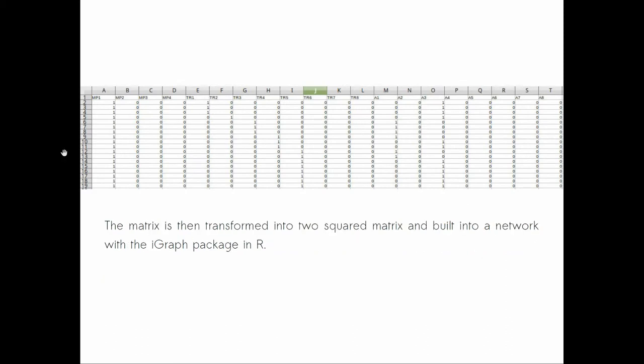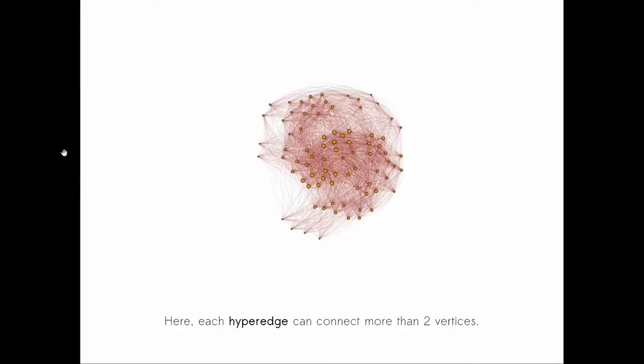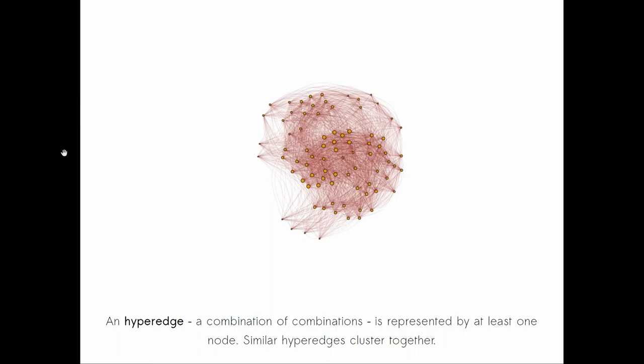From this matrix, we transformed it into a squared matrix, which is necessary to build a network using the iGraph package. And the result is here. So this is the network we obtain crossing these three smaller networks. Here we have hyper edges. Hyper edges are connecting two or more variables. Each hyper edge is represented at least by one node, but mostly by a cluster of nodes.